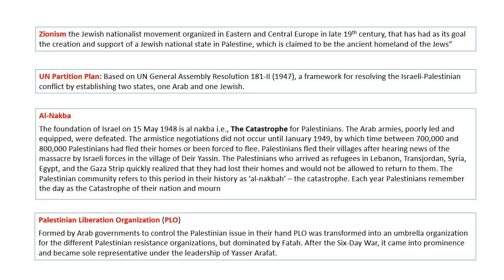Palestinian Liberation Organization, PLO. Formed by Arab governments to control the Palestinian issue in their hands, the PLO was transformed into an umbrella organization for the different Palestinian resistance organizations, but dominated by Fatah. After the Six-Day War, it came into prominence and became the sole representative under the leadership of Yasser Arafat.